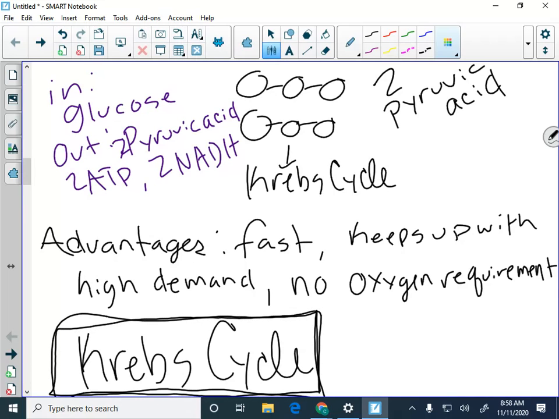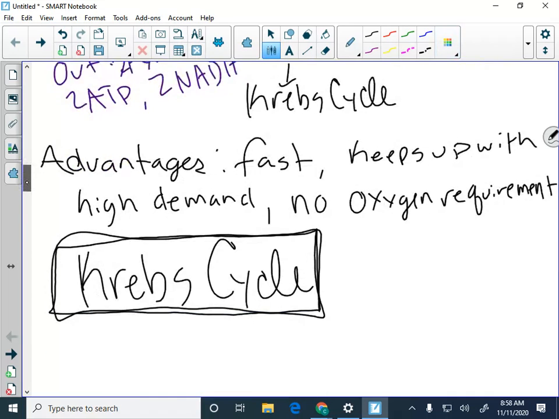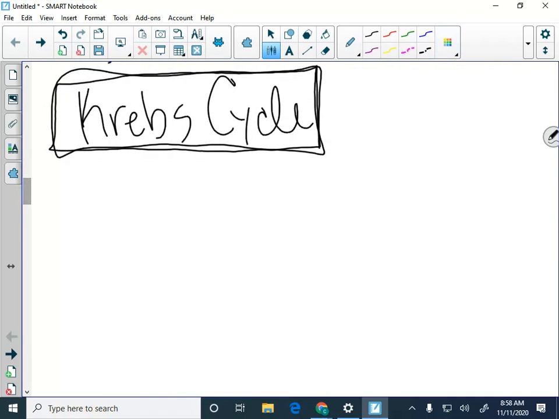Remember, the Calvin cycle is for photosynthesis. The Krebs cycle is for cellular respiration. Step 1, we've got that pyruvic acid coming in, right? We start with pyruvic acid. We're going to break it down into carbon dioxide through a series of energy extracting reactions.